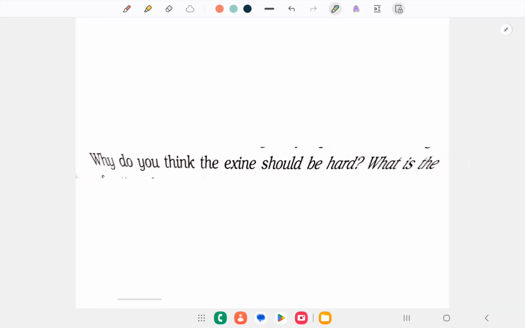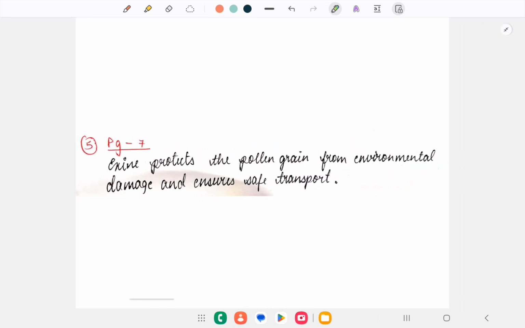Moving on to the next question in page number 7. Why do you think the exine should be hard? Basically a pollen grain has to travel for pollination to occur. It can be affected by external factors, abiotic and many other factors. So it has to be hard because it has to survive the environmental damage and ensure safe transport. A proper structured answer would be: exine protects the pollen grain from environmental damage and ensures safe transport.